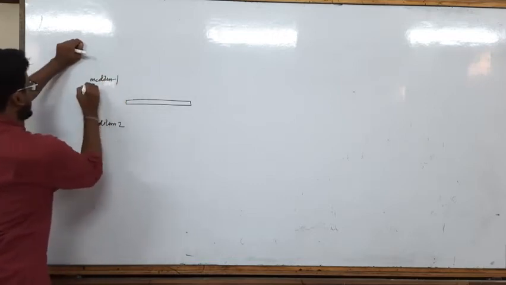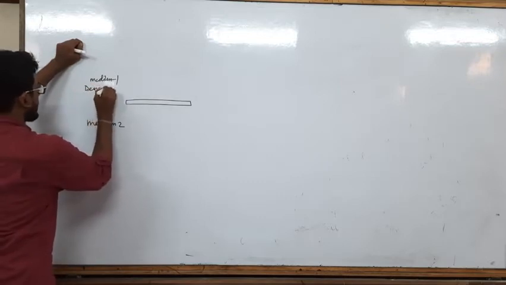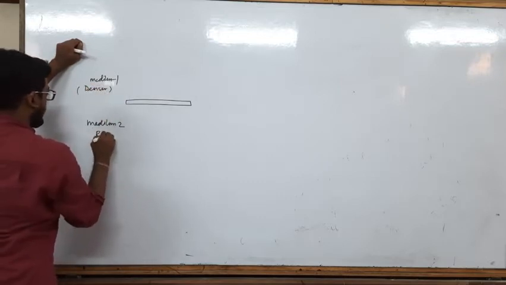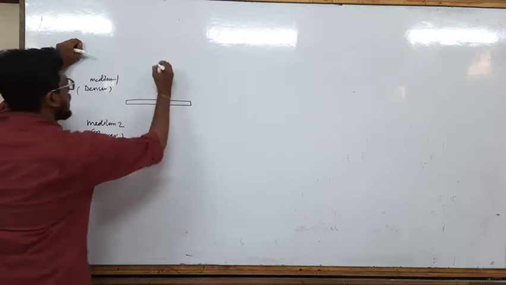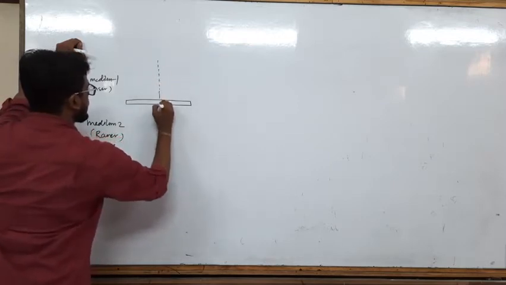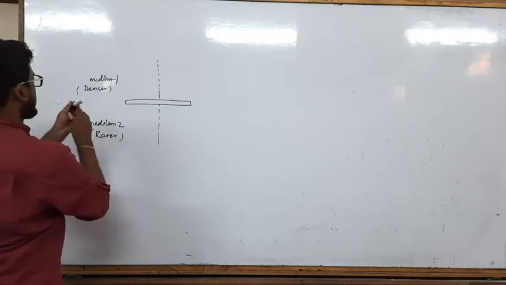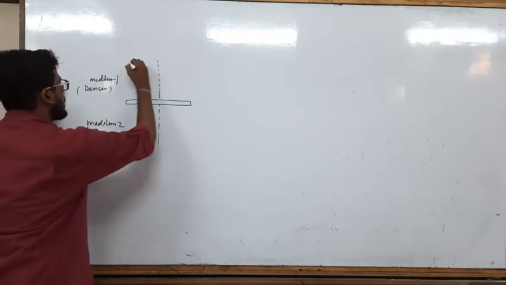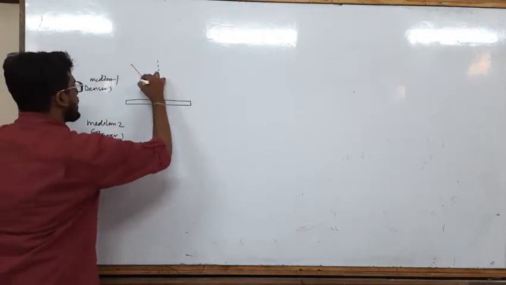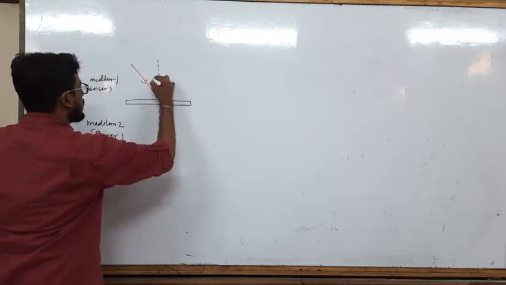Now medium 1 is denser and medium 2 is rarer. Okay, and this is the normal, and light is incident along this direction, making an angle I. This is the angle of incidence.